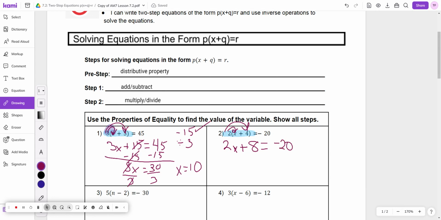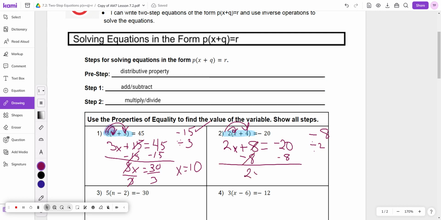Now I'm going to talk strategy. I see that I'm adding 8 to the variable, so that means I need to do the opposite. I'm going to subtract 8 from both sides. Then I see that 2 is being multiplied to x, so I have to do the inverse, which is divide by 2. That's my strategy. Subtract 8 from both sides.